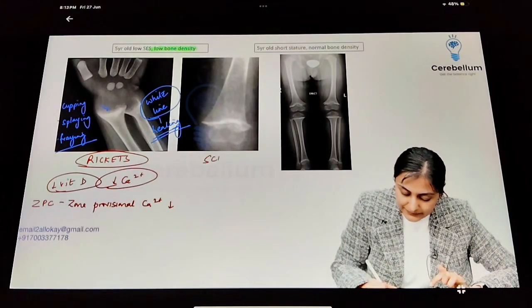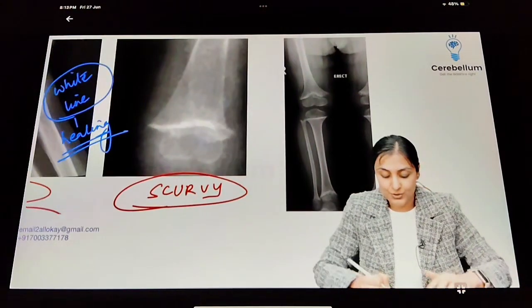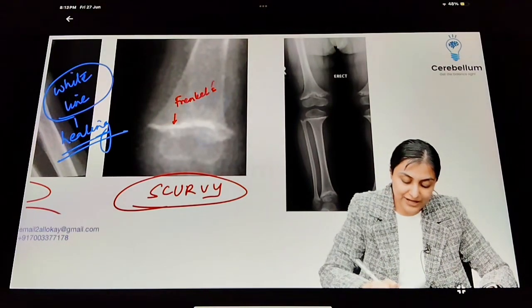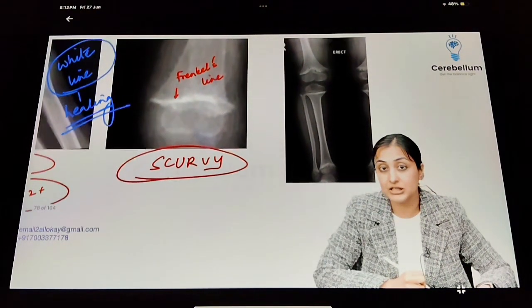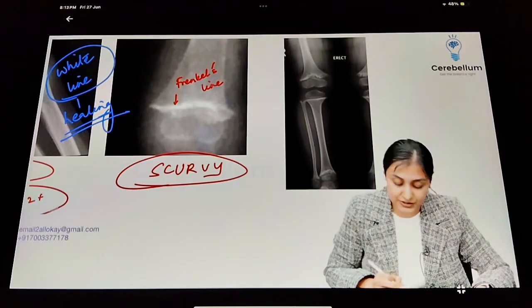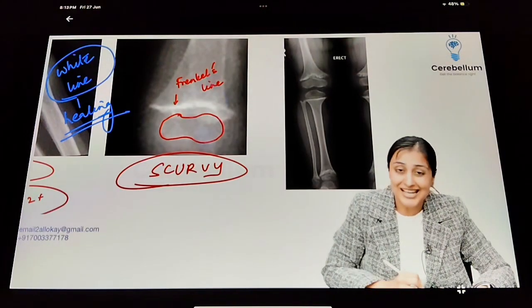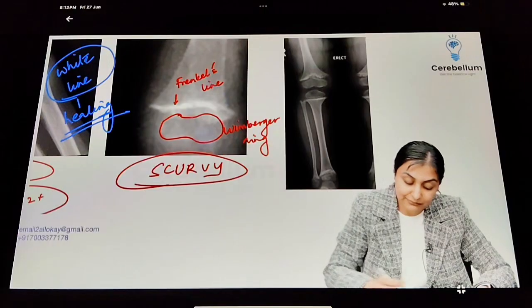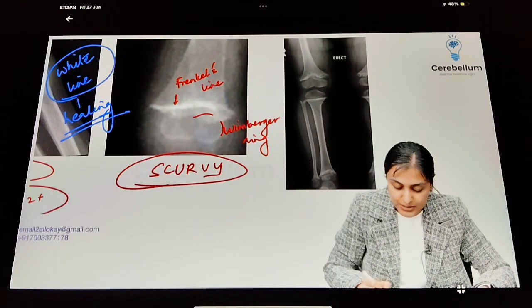But when we talk about scurvy, we have a smooth metaphyseal line. The smooth metaphyseal line is what we call Frankel's line. So this white line of Frankel with a smooth metaphysis is the hallmark of scurvy. In addition, what you see here is a Wimberger ring sign. This Wimberger's ring sign is a very, very well delineated epiphysis that you tend to see here.